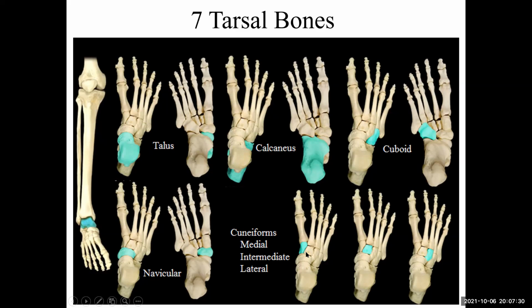Now notice the medial cuneiform articulates with metatarsal number 1. Your intermediate cuneiform articulates with metatarsal number 2. And then you have your lateral cuneiform, which articulates with your metatarsal number 3. And then metatarsals 4 and 5 are going to articulate with your cuboid bone.